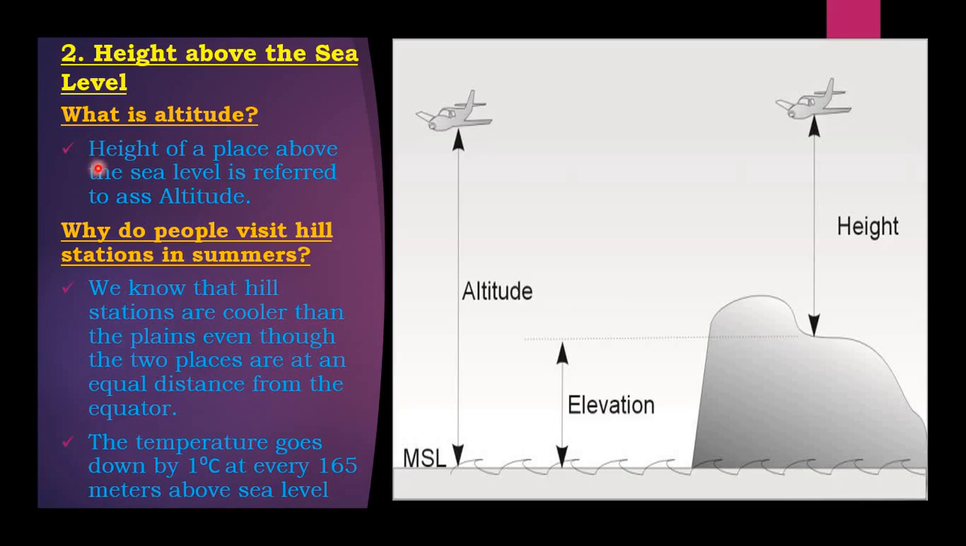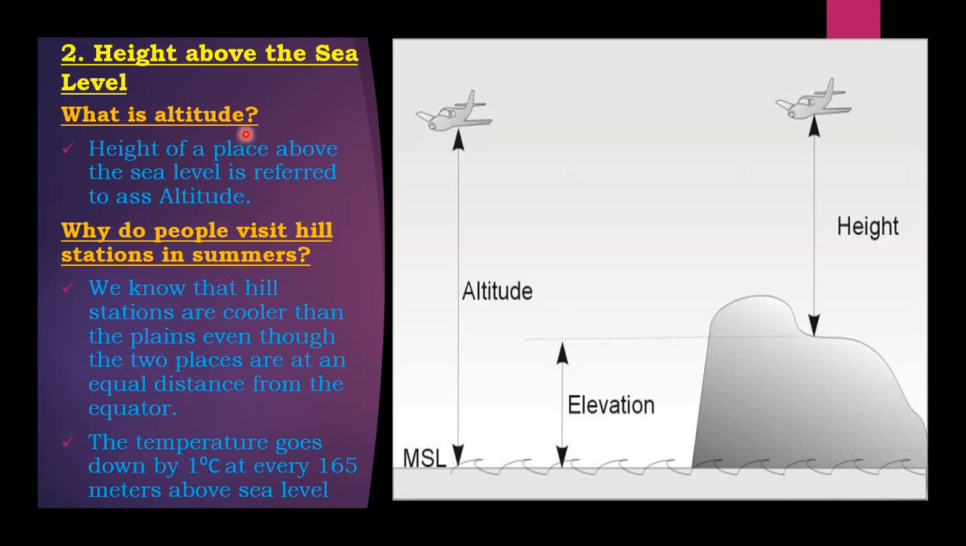Lesson number 10, Weather and Climate. So, children, we were studying about the factors influencing climate. First one we studied was distance from the equator, that is the latitude. Now, second point, height above the sea level.